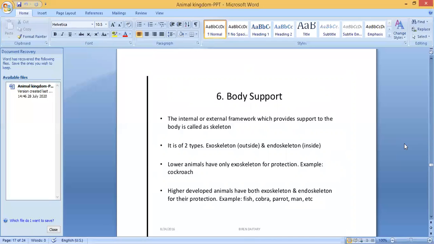Example, cockroach. Now come to the higher level. Higher developed animals have both exoskeleton and endoskeleton for their protection. Examples are fish, cobra, parrot, man. We also have a skeleton, but it is inside, so that is known as endoskeleton. So higher level animals have both exoskeleton and endoskeleton for their protection. Fish, same as cobra, then parrot, then man. These are the examples for this group.